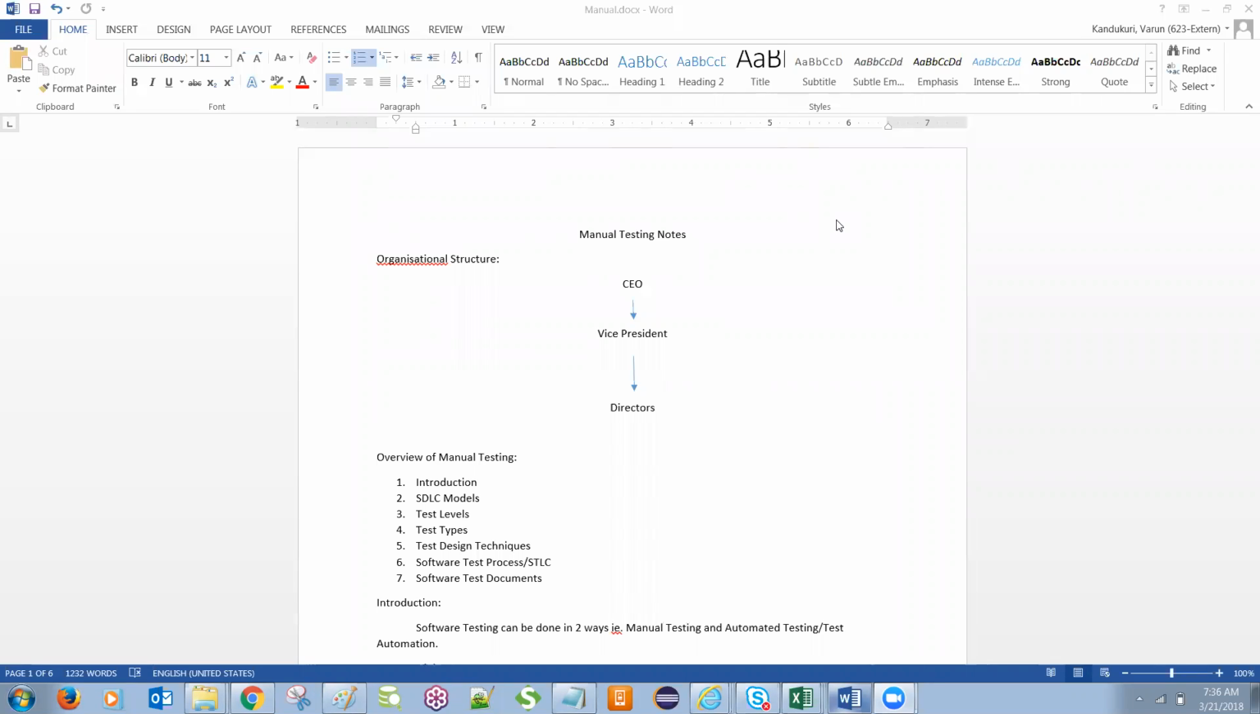Okay. So, what is the main advantage of QTP? The main advantage of QTP is that QTP can handle the desktop application and web-based application, whereas Selenium can only handle the web-based application.